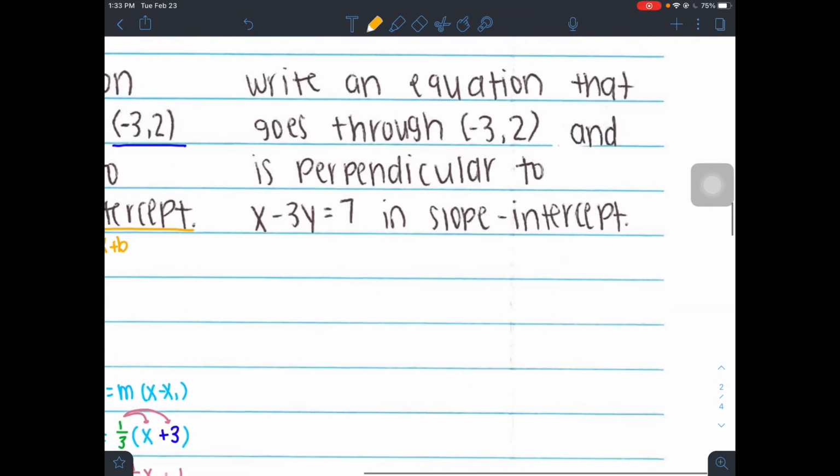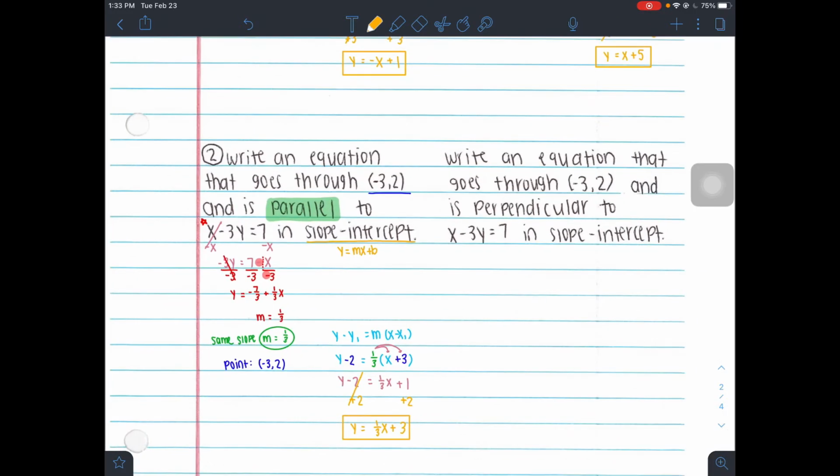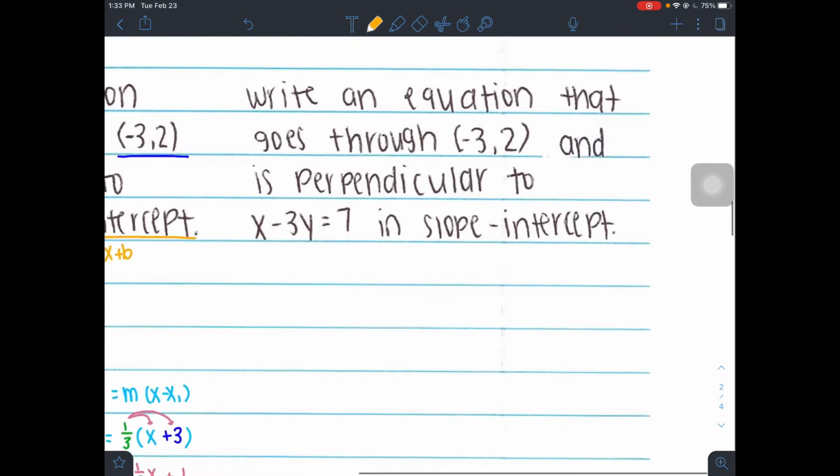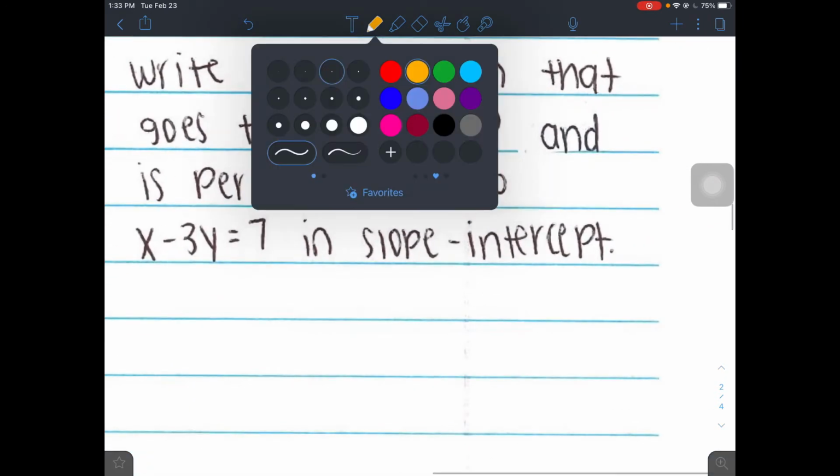All right, let's move on to the second half of this: write an equation that goes through negative 3, 2, and is perpendicular to x minus 3y equals 7 in slope-intercept form. So again, identical information, but completely different problem. So you've got to be super good at reading these through. If you skip the reading part, you're going to miss it every time. The most common mistake is that you treat everything like it's parallel, and it's really bad because 50% of your problems are going to be parallel and 50% are perpendicular. So you don't want to treat them all as parallel.